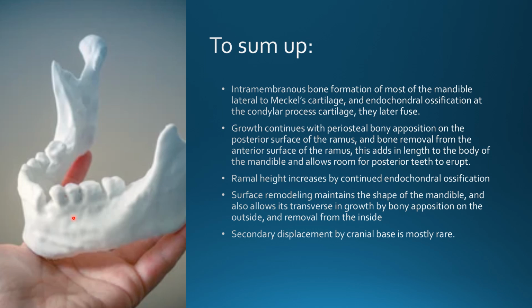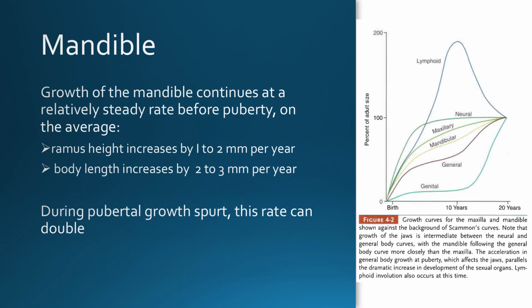Secondary displacement by growth of the cranial base rarely affects the mandible. Usually, the mandibular growth follows a steady rate of around 1 to 2 mm increase in the ramal height per year and 2 to 3 mm increase in the body length per year. This rate, when you get to the pubertal spurt, it will double. As we said, the mandibular growth follows the somatic, so it's going at somewhat of a steady rate, but around the pubertal growth spurt it will accelerate. This rate will double.